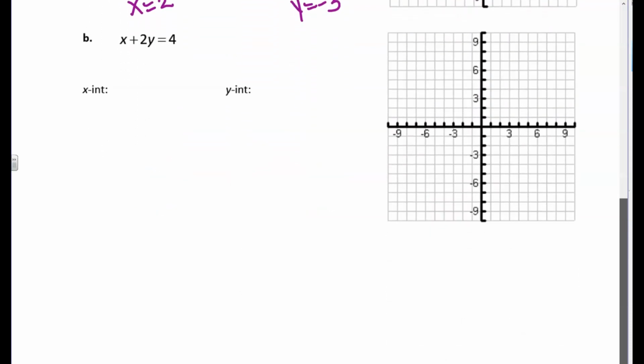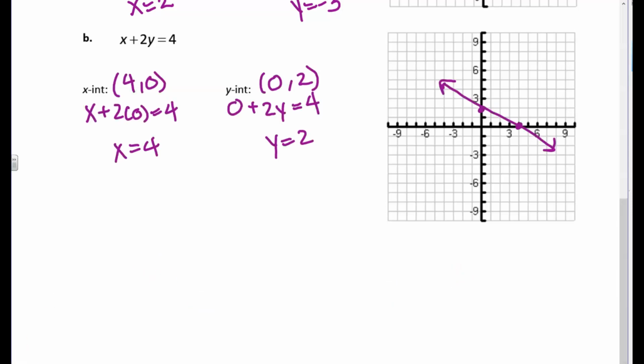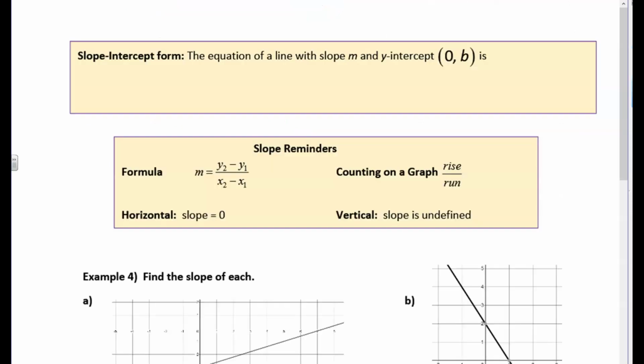Give me my x-intercept, my y-intercept, and graph it. Go. All right, guys, take a minute and check your work. Make sure your graph matches my graph. Let's go on to the next.